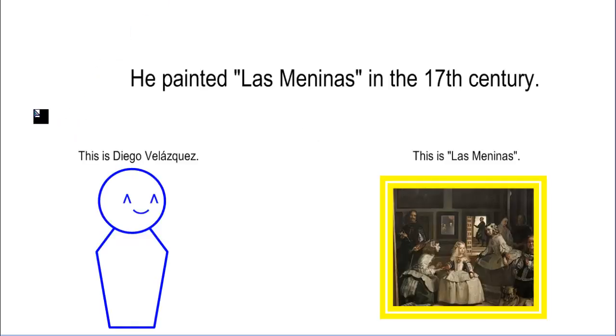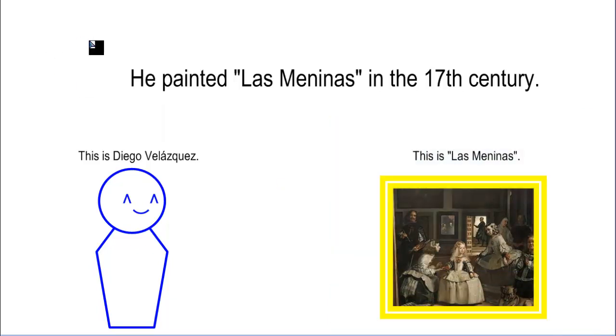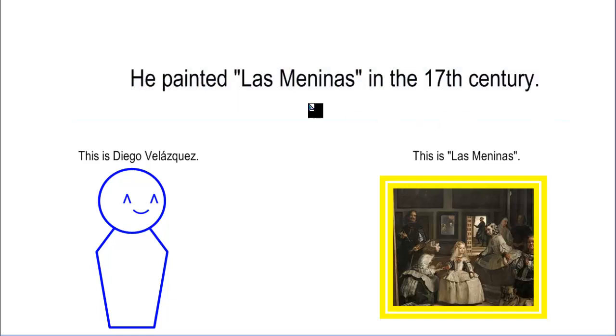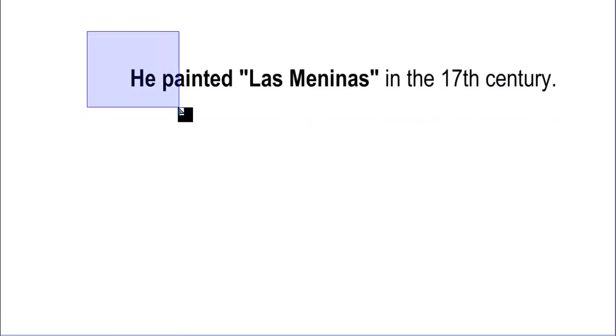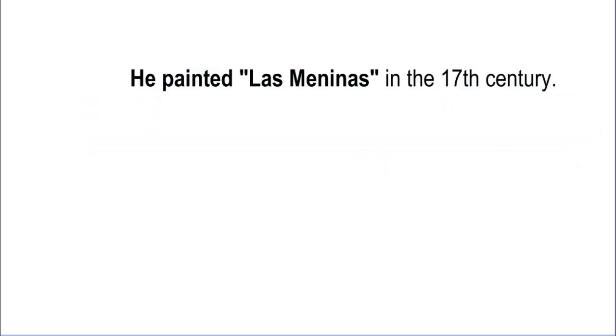So look at this. We have this painter. This is Diego Velázquez. And this is a painting. This is Las Meninas. That's the name of the painting. So here we have a sentence and we can say he painted Las Meninas in the 17th century. So in this sentence, he painted Las Meninas in the 17th century.